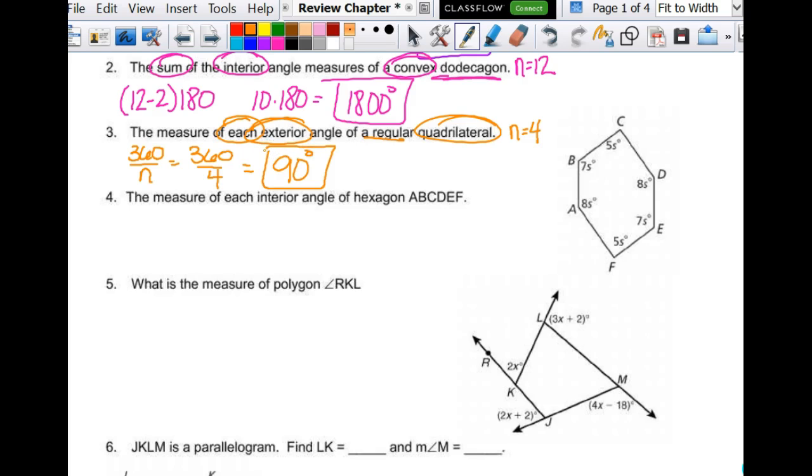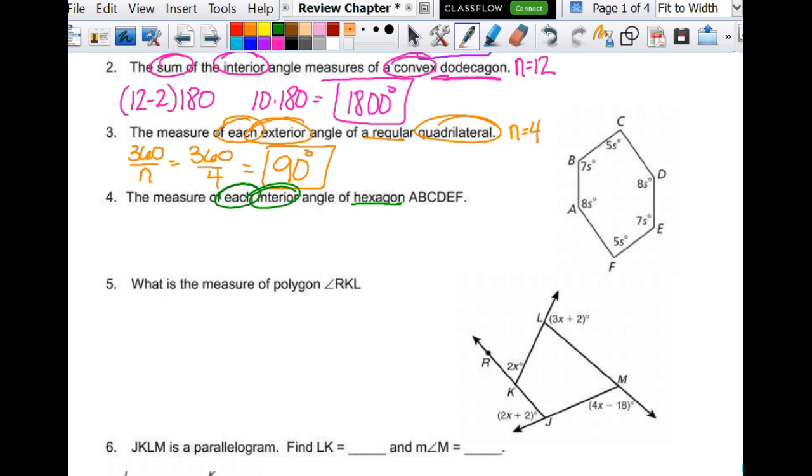Which should make sense, because a regular quadrilateral is a square. So that exterior angle will be 90 degrees. Should make sense to you. All right, so 4 is going to take a little bit more work, because here we want the measure of each interior angle of this hexagon right here.